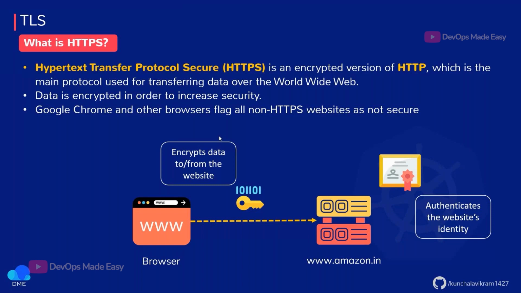Okay, now let's understand HTTPS. HTTPS is an encrypted form of HTTP. Mainly we use it for encrypting data over the internet, just to increase security. Nowadays all HTTP sites are flagged by all the major browsers, so you will not be able to access those sites without accepting certain terms. I'll show you in some time. After that only you'll be able to access non-HTTPS sites.